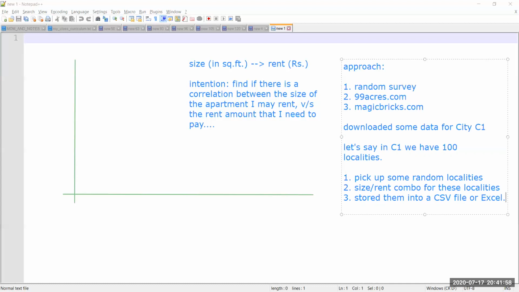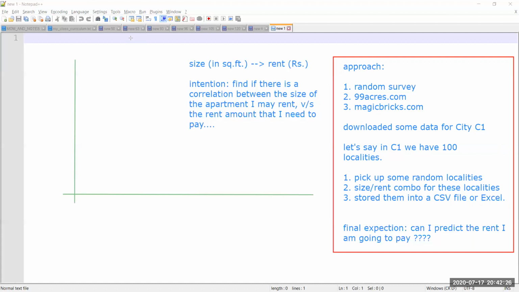Now that I have got the data, I would like to know if there is any relationship, so that my final expectation is: can I predict the rent I am going to pay? This kind of problem statement will come up a lot. We will really come across this kind of problem statement a lot. And I would like to tell you why this problem statement is wrong. This was my background and my intention, and what I'm doing here is absolutely wrong. And I will tell you why.